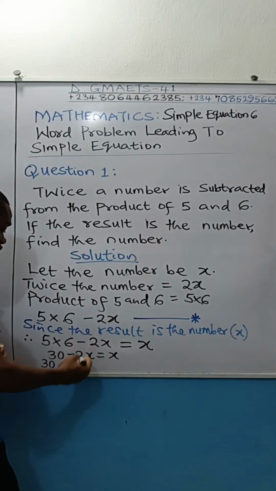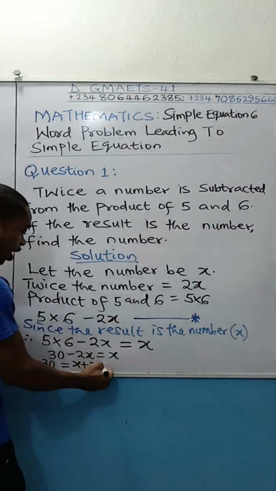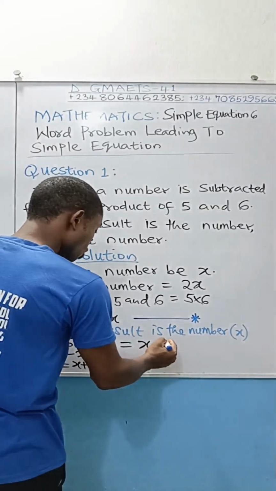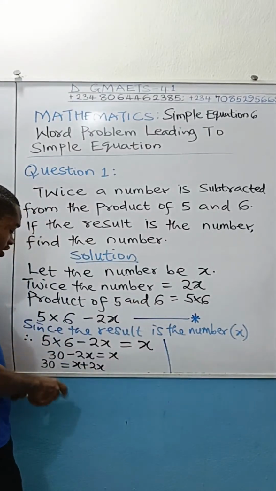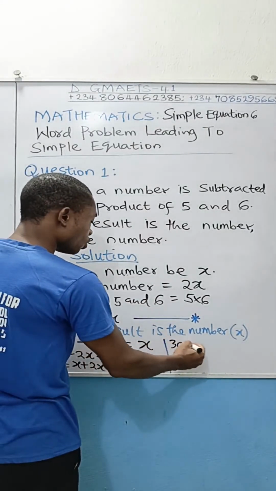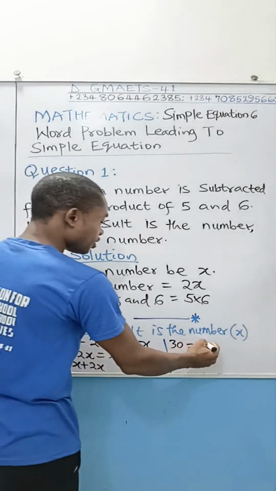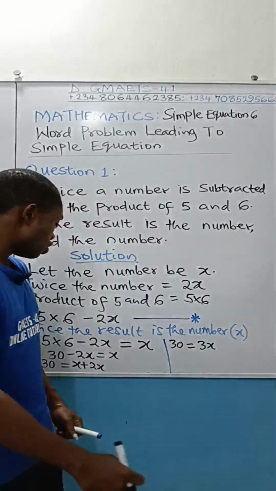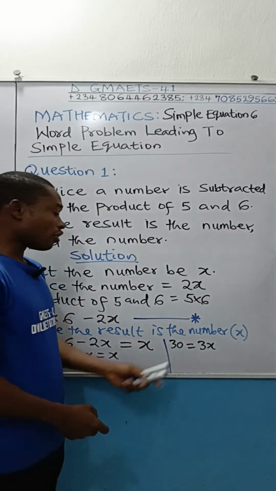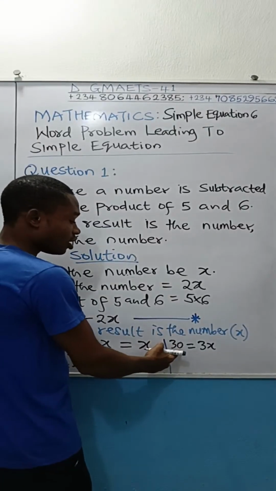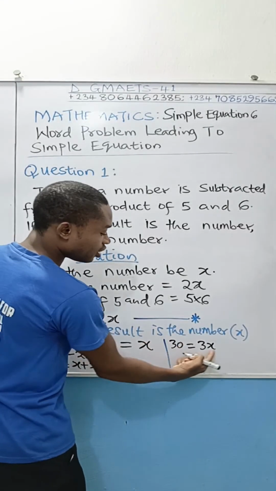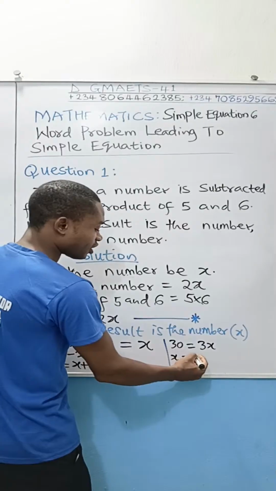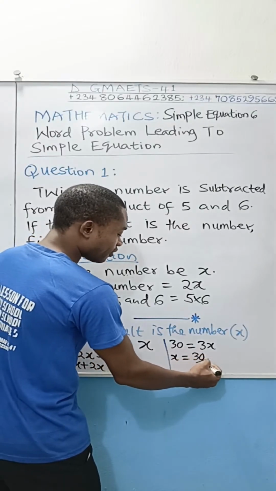If that happens, you are going to get x plus 2x, because this 2x will cross to the right-hand side. This is going to give us 30 equal to x plus 2x, which is 3x. Then from here, you divide both sides by the coefficient of the unknown. The unknown is x. The coefficient is 3. So I'm going to divide both sides by 3. The 3 will cancel out and you'll be left with x. So x will be equal to 30 divided by 3.